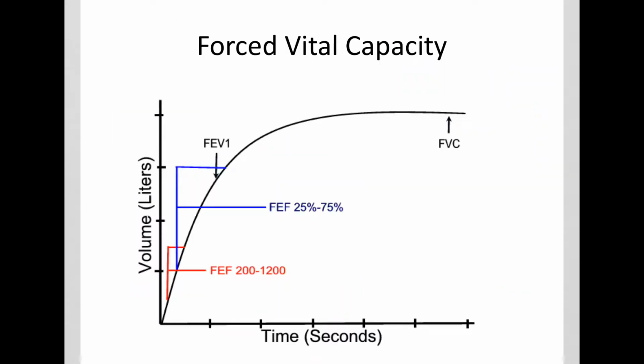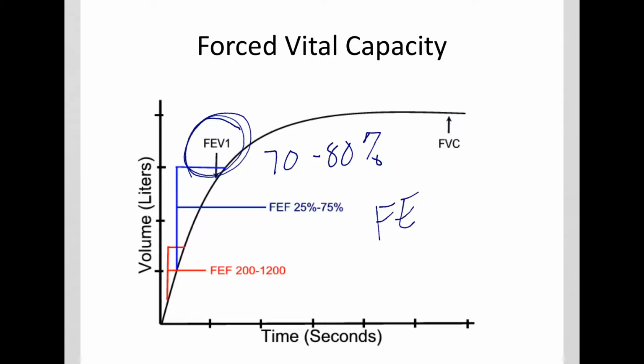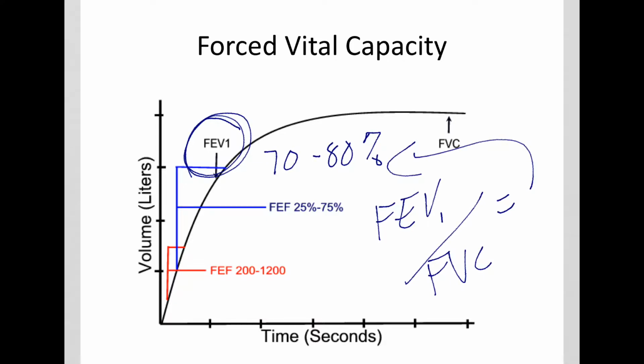This is that forced vital capacity test that I mentioned before. So a person takes a deep breath in, and they blow as fast as they can to get all the air out, typically over 6 seconds. Most of the air should come out in the first second, the FEV1, or forced expiratory volume in 1 second. That's typically about 70 to 80% of the air. So FEV1 over FVC should equal about 70 to 80%. FVC is forced vital capacity, and we won't worry too much about these right now.